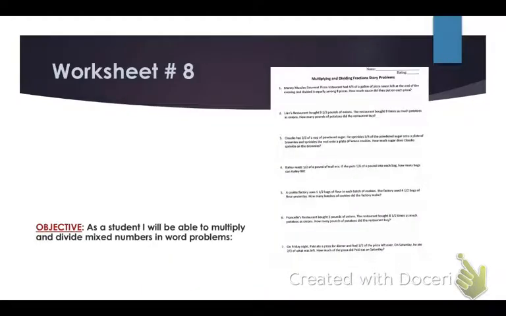You're also going to need worksheet number 8 for this video. So you need worksheet number 8, graphic organizer number 4. You need to pause the video and get those things before I continue. So do those now. Literally, guys, do it now.